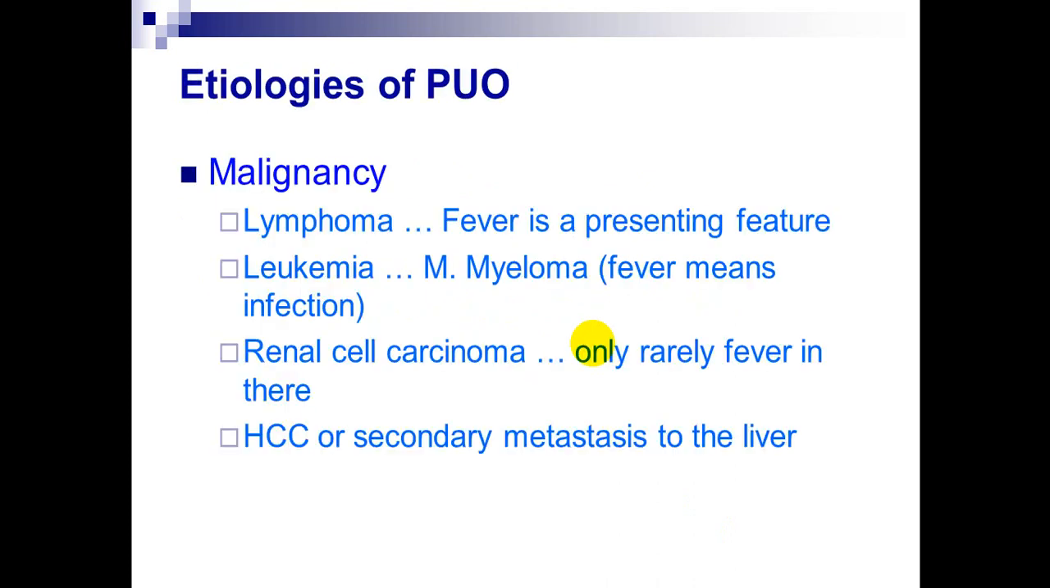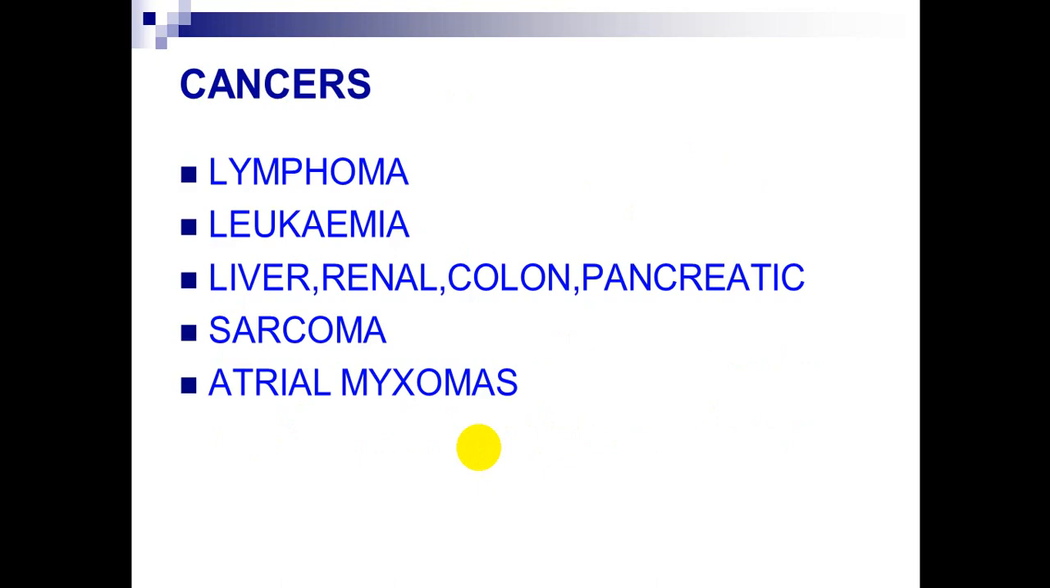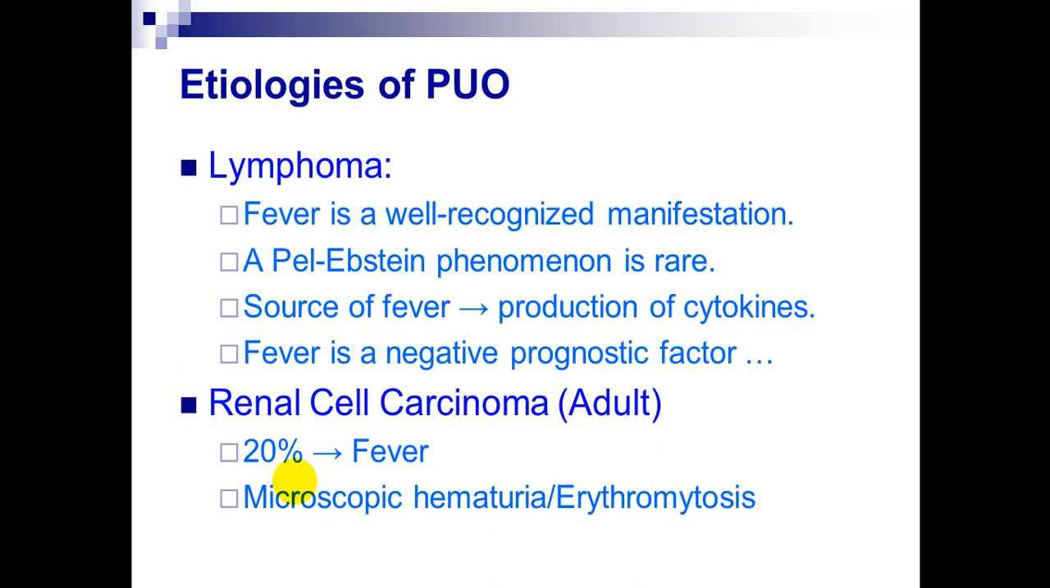Malignancy: what malignant disease presents as pyrexia of unknown origin? Lymphoma at the top of the list, leukemia, multiple myeloma, renal cell carcinoma, hepatocellular carcinoma, or any malignancies causing secondaries in the liver. Top cancers: lymphoma, leukemia, liver, renal, colonic cancer, sarcoma, and never forget atrial myxoma as a cause of PUO. In lymphoma, the fever is well recognized and associated with the activity of the disease.